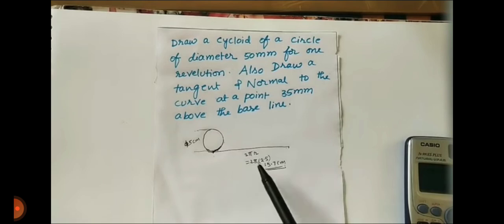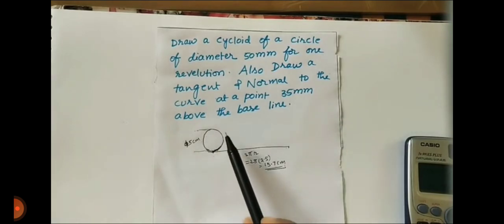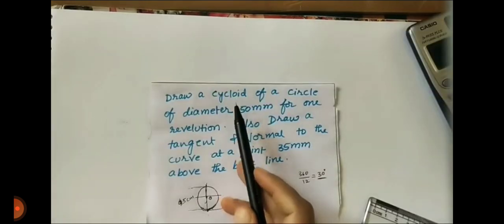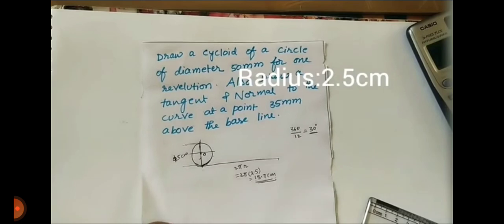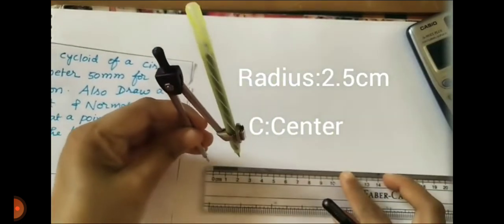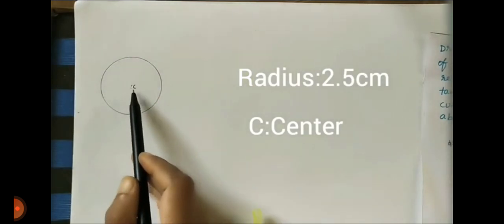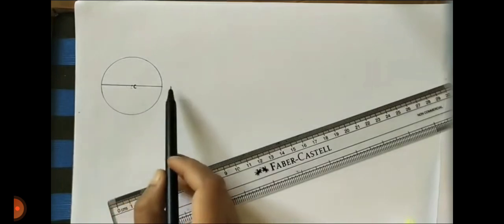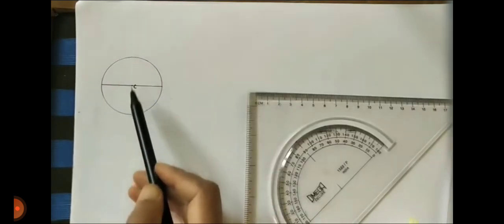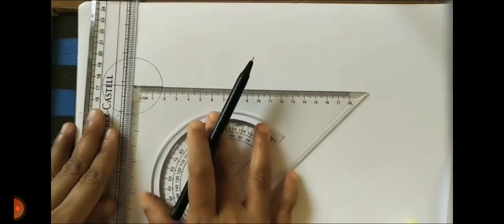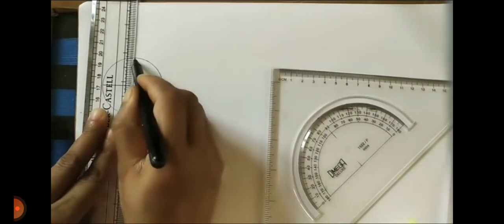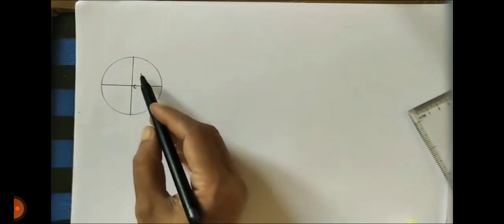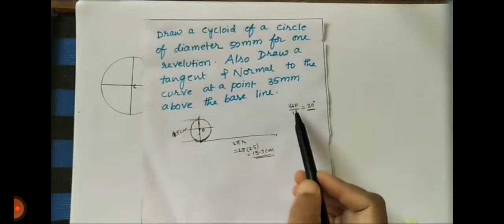So step by step we can draw a cycloid. We can start here. Firstly draw a 25 mm radius or 50 mm diameter circle. It is divided into 12 parts by using a set square. From the center point we draw horizontal and vertical lines. After that we take distance and divide it into 12 parts.